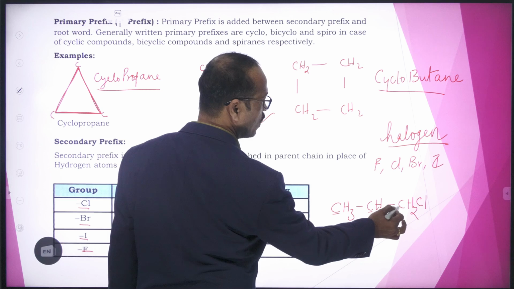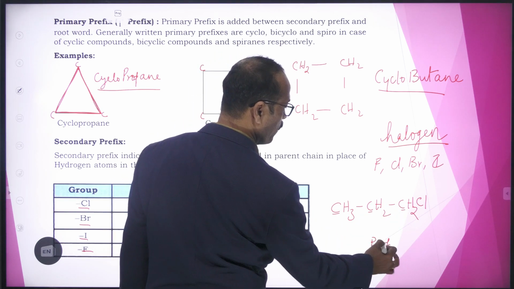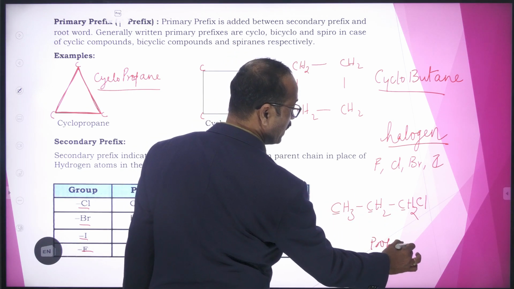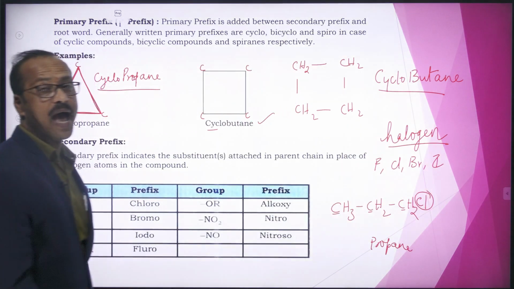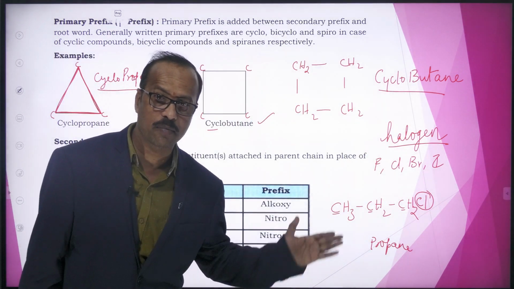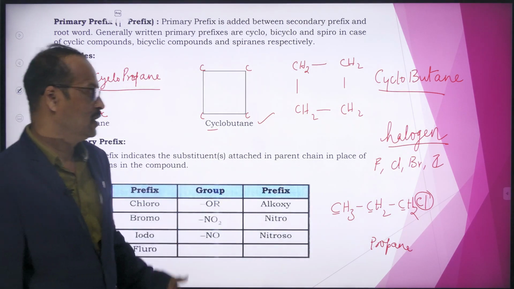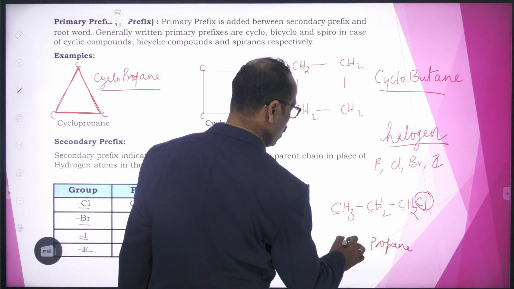How many carbons are there? 1, 2, 3. So 3 is prop, right? Now between the 2 carbons, which bond is a single bond? Ane. But here this chlorine is added. Chlorine is a halogen. When the halogens are added to any hydrocarbon, that should be given as a prefix. So here, which halogen? Chlorine. So this is called chloro.